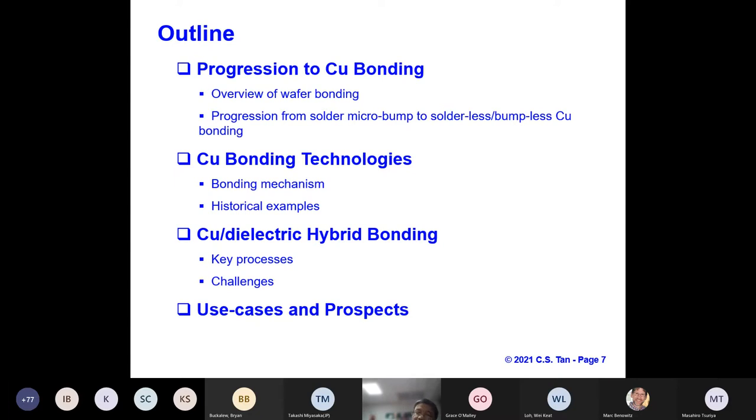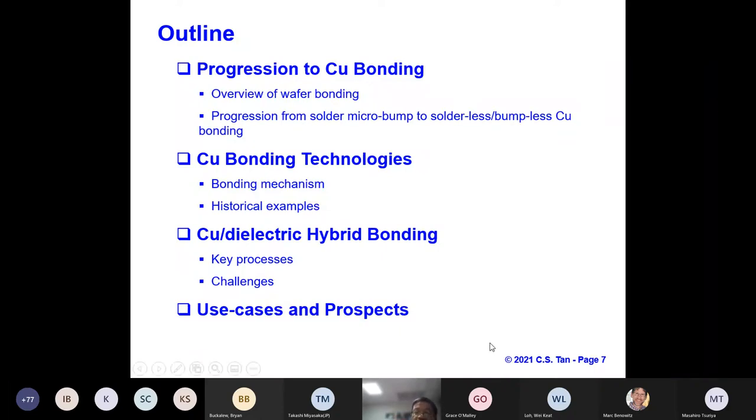Then I'll present to you a number of techniques that several groups in the world tried to develop in the mid 2000s and late 2000s. Some of them are actually in use today in production, and some, of course, are not. But these are very useful results to help us understand the bonding mechanism behind this technology.